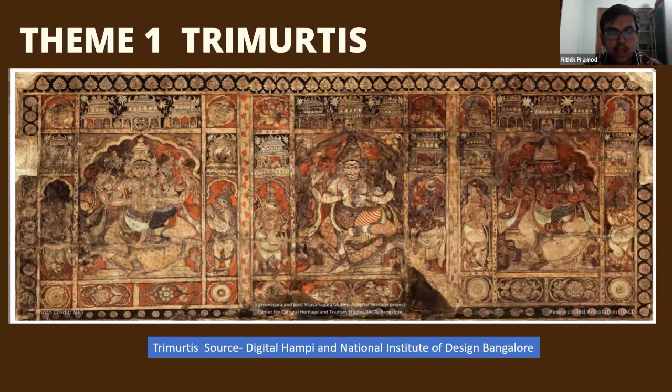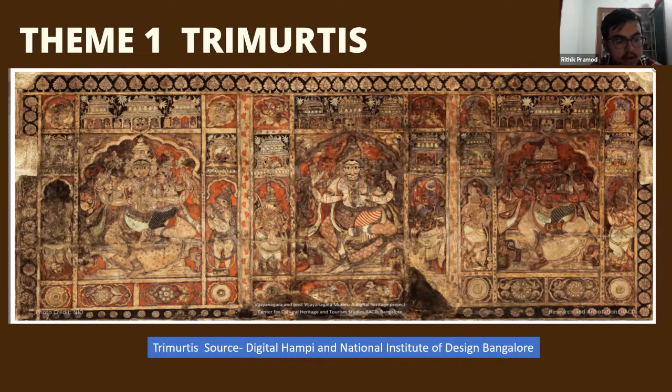Coming to the first theme, that is the Trimurtis. As you can see here in the slide, the first panel shows Vishnu in Vaishnavism. As you know, Vishnu is considered the supreme god and he is known as the preserver. And goddess Lakshmi is known for wealth and fertility. On the sides of Vishnu and Lakshmi, you can see Garuda and Lord Hanuman. And in the central panel, you can see Lord Shiva.